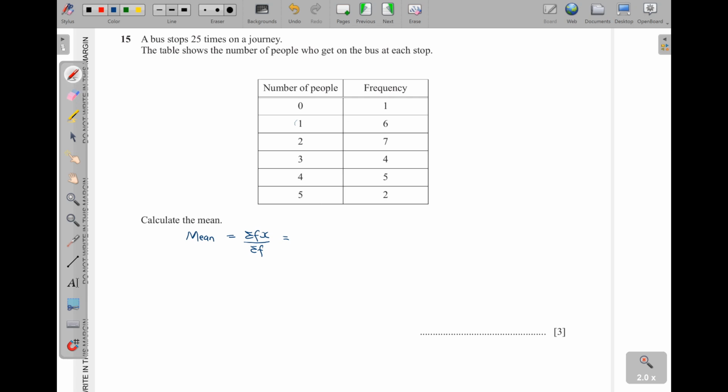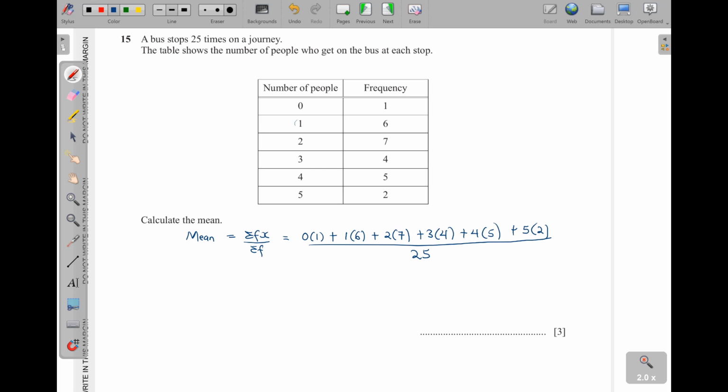So the only thing that I do is to say 0 is appearing 1 time. Then 1 is appearing 6 times. Then 2 is appearing 7 times. 3 is appearing 4 times. 4 is appearing 5 times. Then 5 is appearing 2 times. Then we divide by how many they are. They are not just 6 numbers, no. They are 25 of them. Because ones, you have 6 of them.